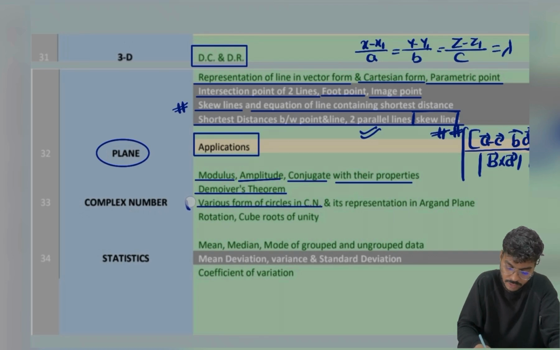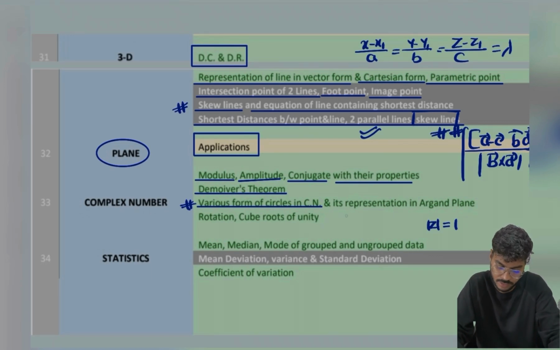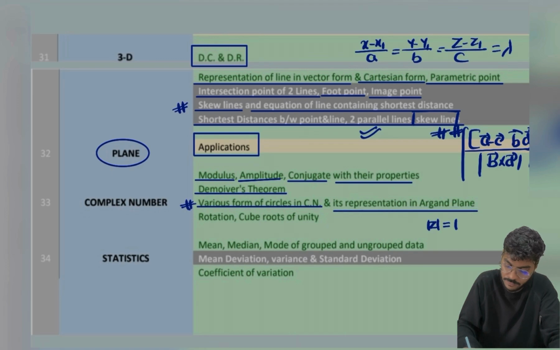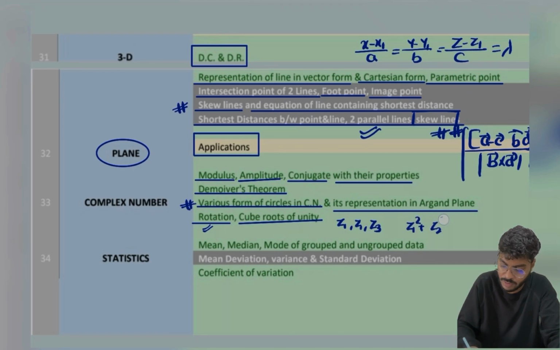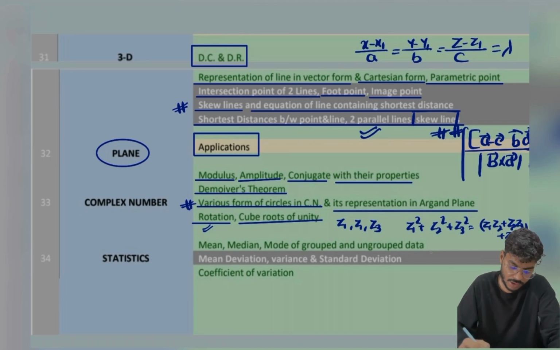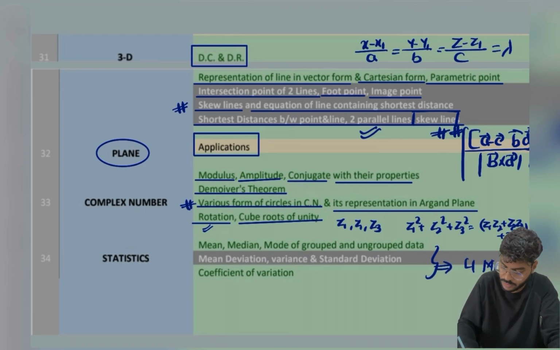Various forms of the circle, that mod of z equal to 1, what is the meaning? A circle having the center as origin, radius is 1. How to represent these various forms of the circle in an Argand plane. Rotation, not too important. Cube root of unity, just revise the cube root of unity. If 3 complex numbers z1, z2, z3 form an equilateral triangle, then what is the property? z1 square plus z2 square plus z3 square equal to z1z2 plus z2z3 plus z3z1. Remember this thing also.